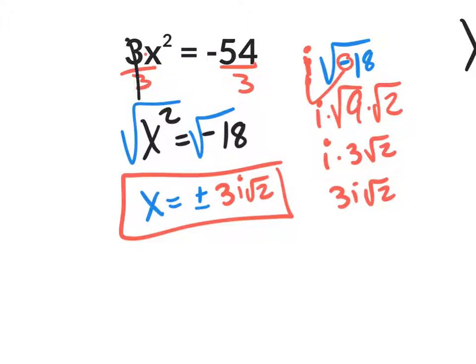I think that's a heck of a lot easier than doing the quadratic formula. But if you did want to use the quadratic formula, you just move this over. That would be your C value of positive 54. Your A value is 3. Your B value is 0. Plug it into the quadratic formula. Do the math. You should end up with that same exact answer anyway. Okay?